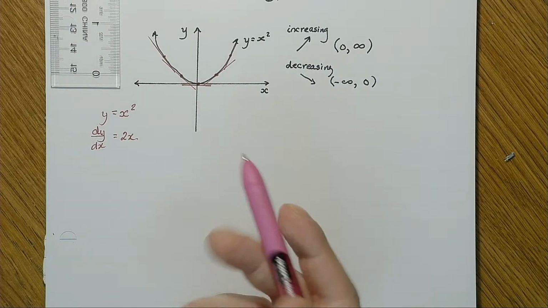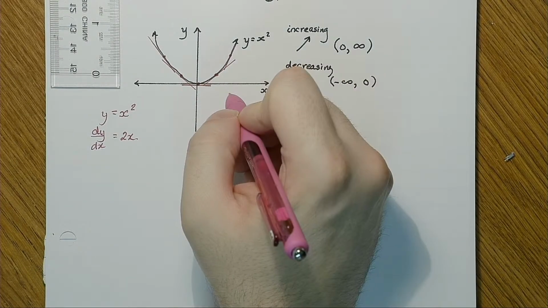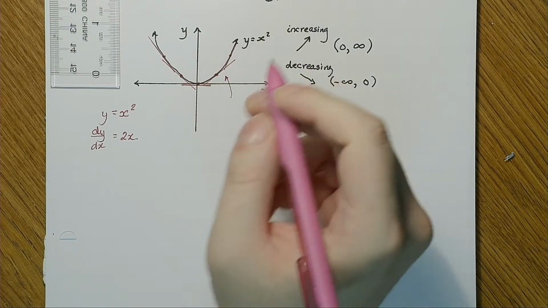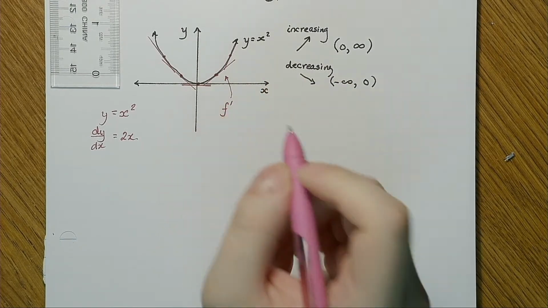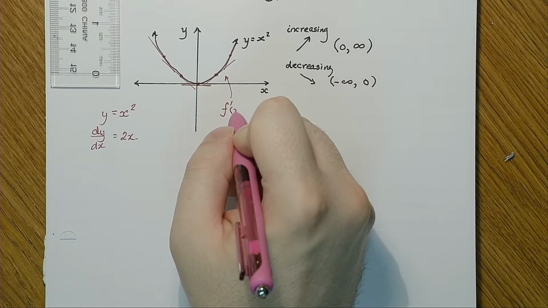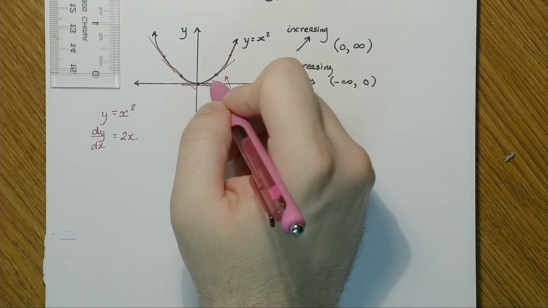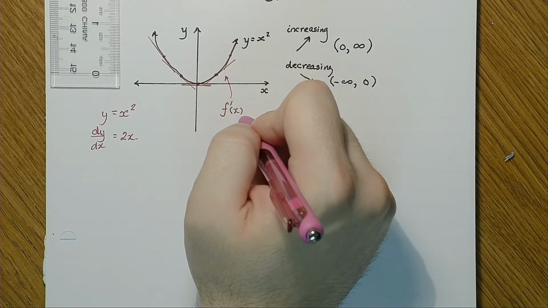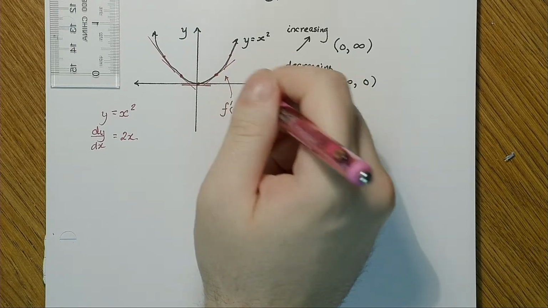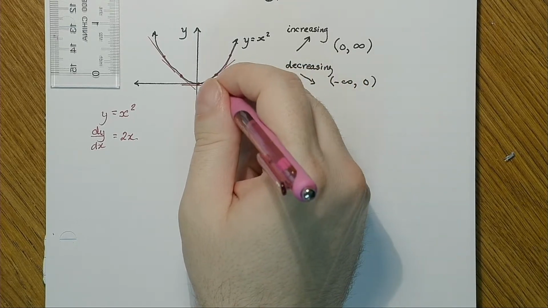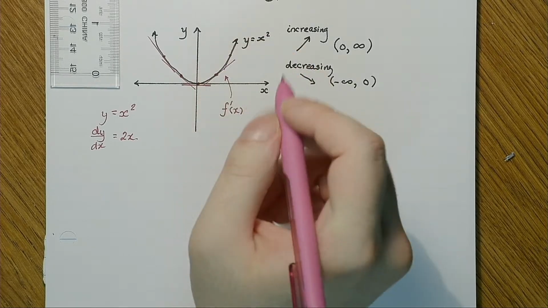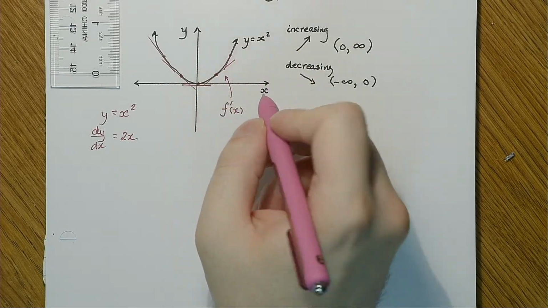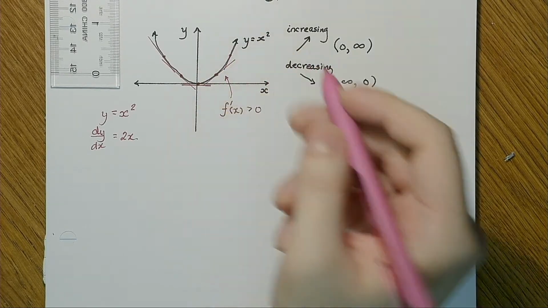So what are we noticing when it's increasing? So this is the derivative here. And if we look at the slope, again, the slope is the derivative, we see that the slopes are all positive. They're all positive when it's increasing.